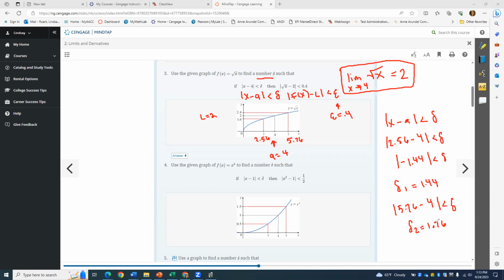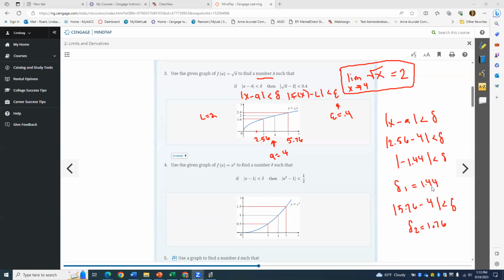All right, and then the final thing we have to do is pick out which one would be smallest, because if we used the bigger one, looking at our numbers, 1.44 and 1.76, if we said delta is 1.76 and took 4 take away 1.76 in the left direction, we would end up past the area that we're trying to trap. 4 minus 1.76 would be farther away than 2.56. So we don't want to do that. We always pick the smallest delta that you found.